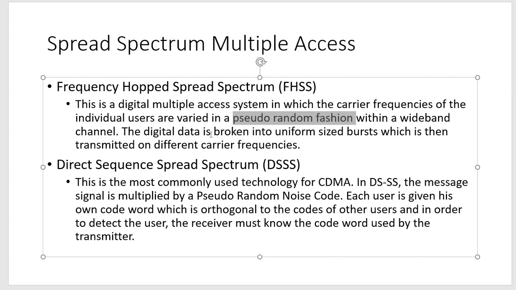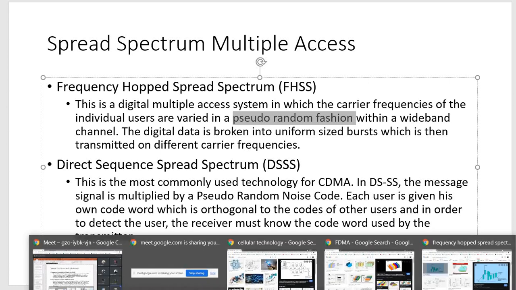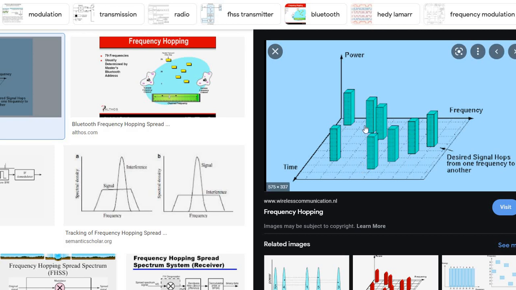The digital data is broken into uniform size bursts, which are then transmitted on different carrier frequencies. So within the desired signal hop counts, the digital information is sent to each and every user. This is called hopping of the frequencies.